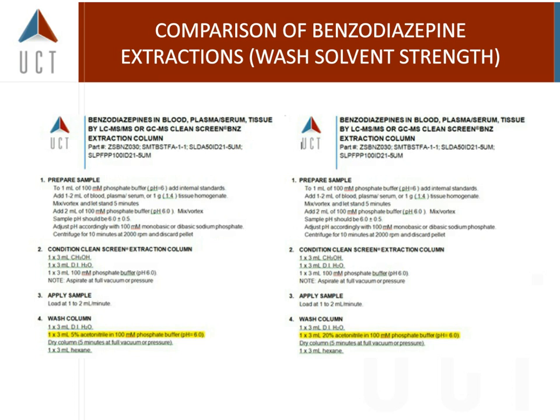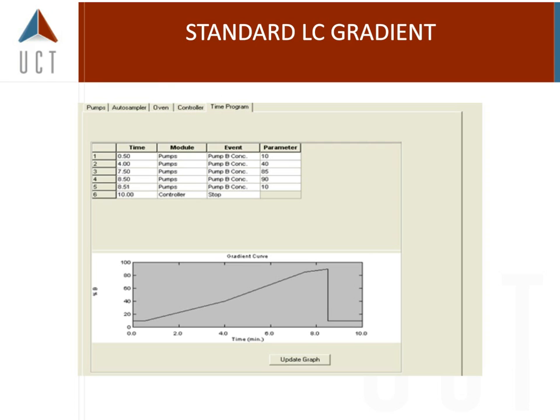And here's an example from UCT where just by changing the wash solvent from 20% acetonitrile to 5% acetonitrile, the 7-aminoclonazepam comes back in and it's not washed off the column. When we look at the gradient again, between 0 and 2 minutes, that's about 20%. If we looked at the gradient at 5%, you're going to lower that, it's going to be much lower, and you're not going to wash that off.